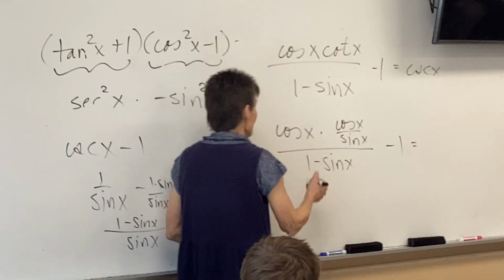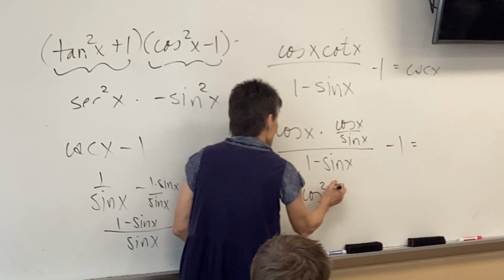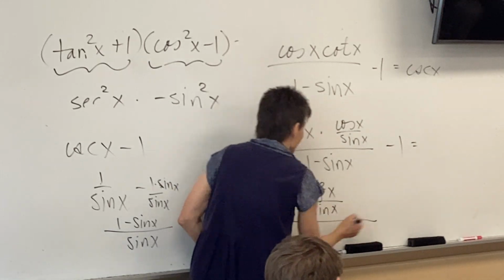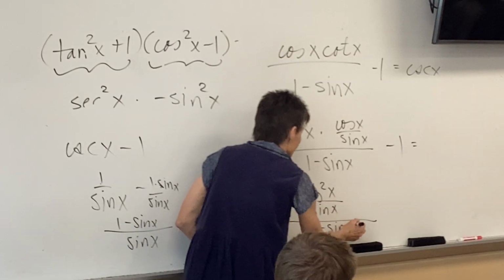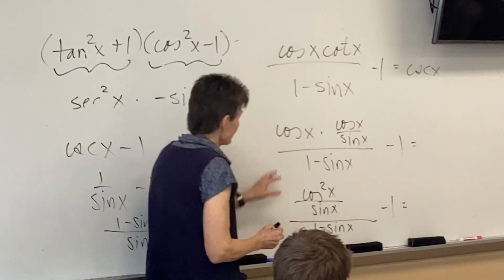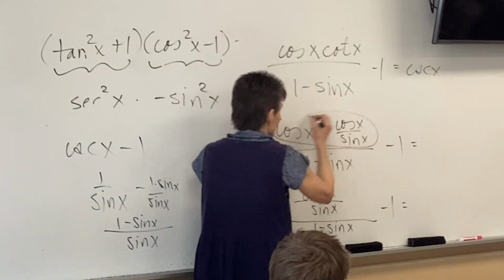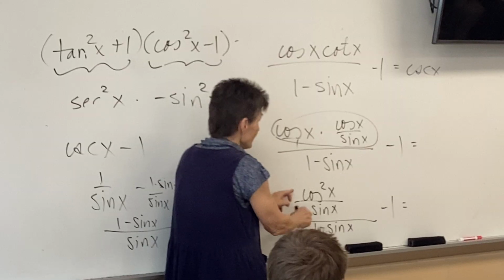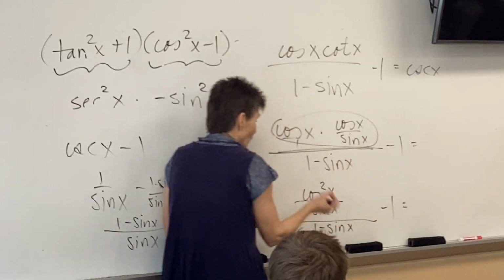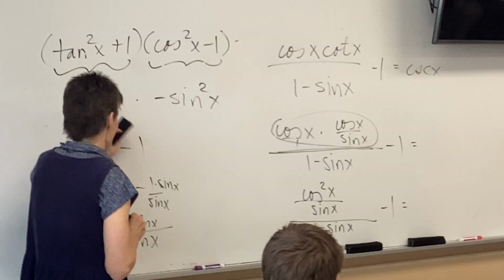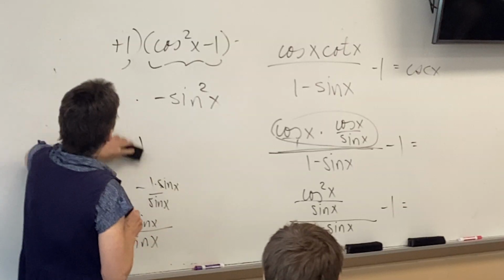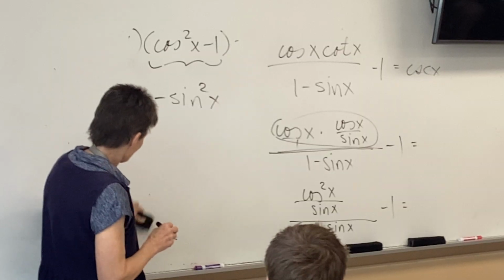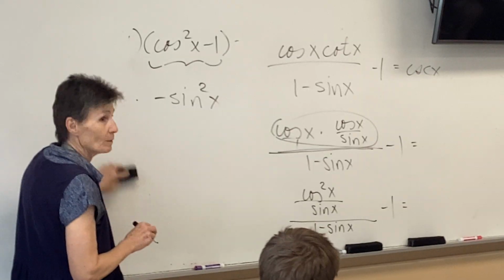So now I can look at my numerator, and my numerator is cosine squared over sine over 1 minus sine. Alright, so when I multiply, this is a multiplication problem. You see how you get cosine squared over sine? And that's all over the 1 minus sine. Are you hearing Michael up here? You hear what he said?